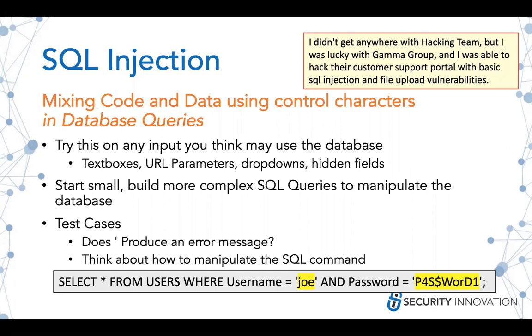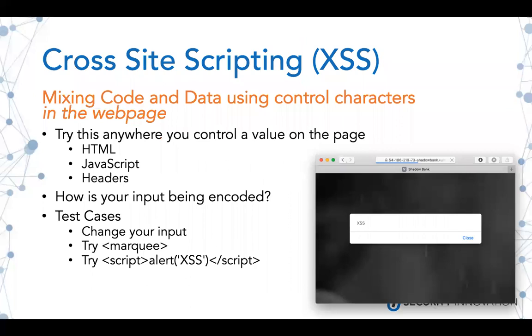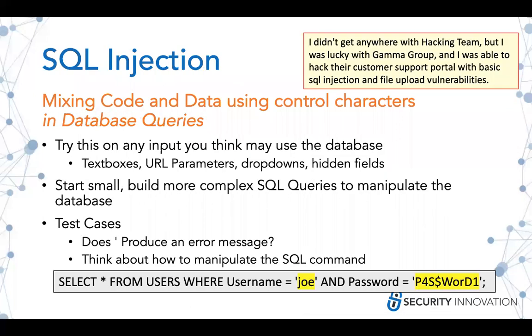So try this. One of the reasons why I wrote that orange text the way that I did is I think it's really important to understand that SQL injection and cross-site scripting are kind of like cousins of security vulnerabilities, mixing code and data using control characters, right? For a web page or for a database query. And in this case, we're attacking the database and we're using things like single quotes and semicolons and comments.